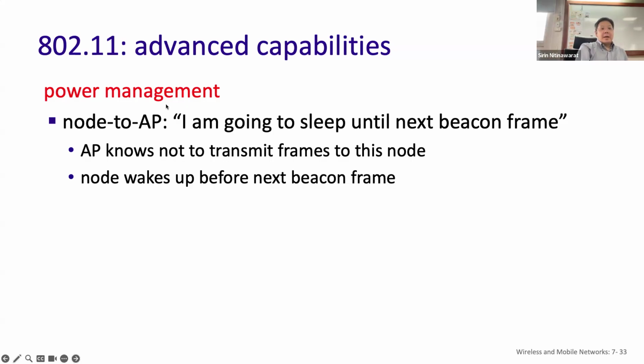So for example, this allows the node to communicate to the access point that it is going to sleep until the next beacon frame, so that the AP knows the mobile device is sleeping and does not send it any traffic during the sleep.